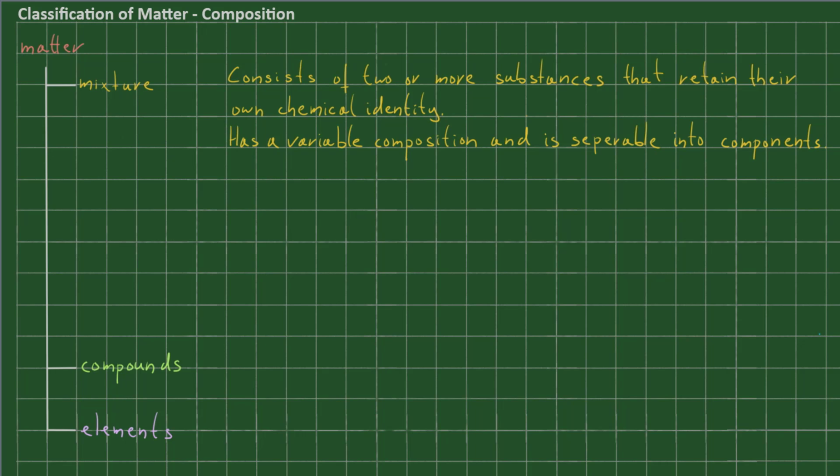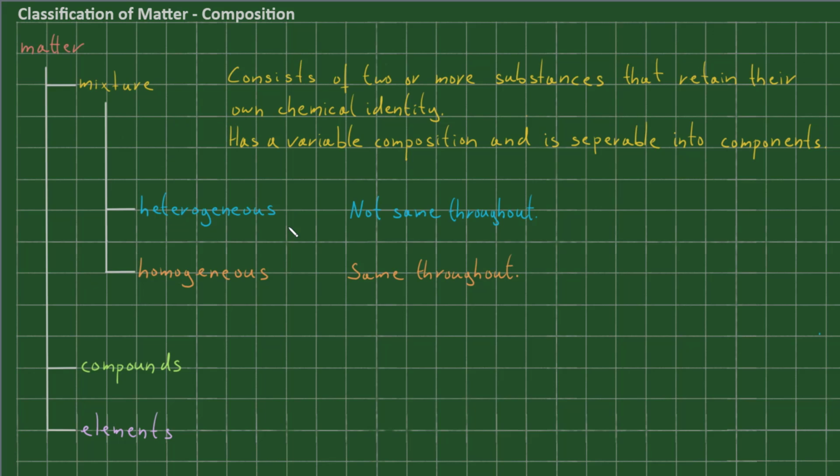Now it turns out that there are two types of mixtures we could have. They are heterogeneous and homogeneous. What is the difference? A heterogeneous mixture is not the same throughout. On the other hand, a homogeneous mixture is the same throughout. And I will look at a few examples in a moment. For now, this is just a quick summary.